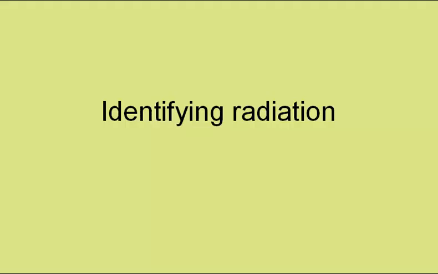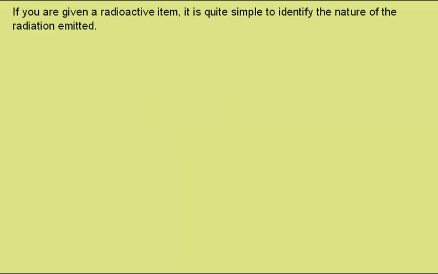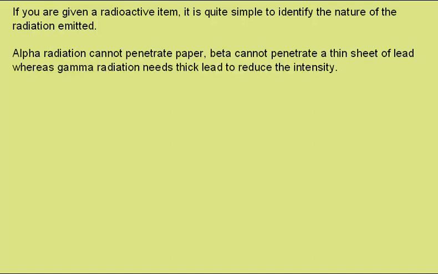Identifying radiation. If you're given a radioactive item, it is quite simple to identify the nature of the radiation it emits. Alpha radiation cannot penetrate paper. Beta cannot penetrate a thin sheet of lead, whereas gamma radiation needs thick lead just to reduce the intensity. We can use these properties to identify the type of radiation being emitted.